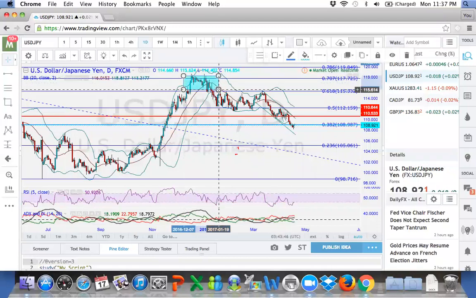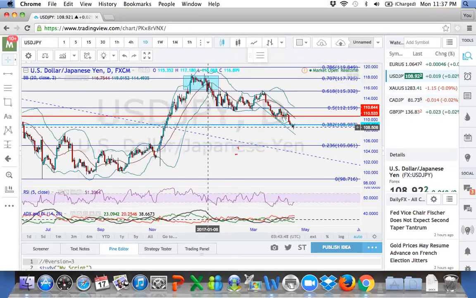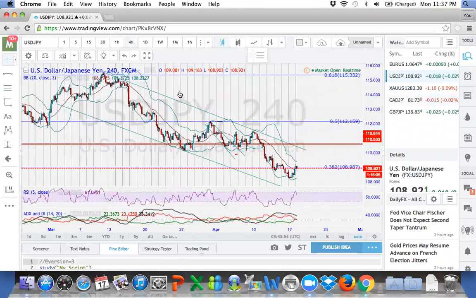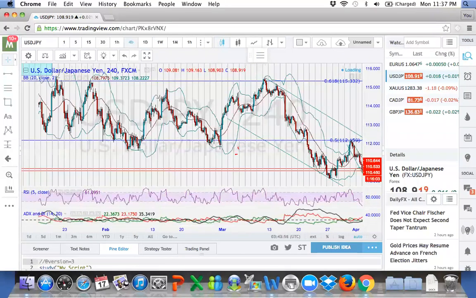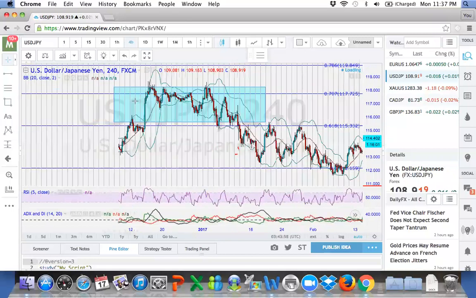Highlight this area. Remember, guys, we're on the daily. This is just showing us. Remember, none of this stuff has happened. So now I'm going to drop down to the 4-hour, and I'm going to go back to that area, and we're going to see what we're looking at here.